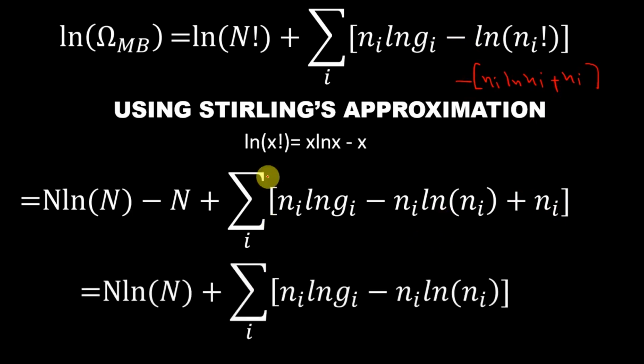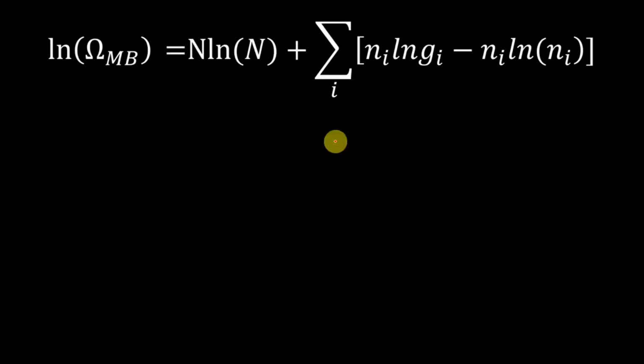Now see, summation over i of n_i means particles in every box, like particles of this box are added to this and so on, which is equal to N, the total number of particles. So this thing cancels with this. So we have N ln N plus summation of n_i ln g_i minus n_i ln n_i. So this is what we have. Now we have log of omega MB is equal to this thing.